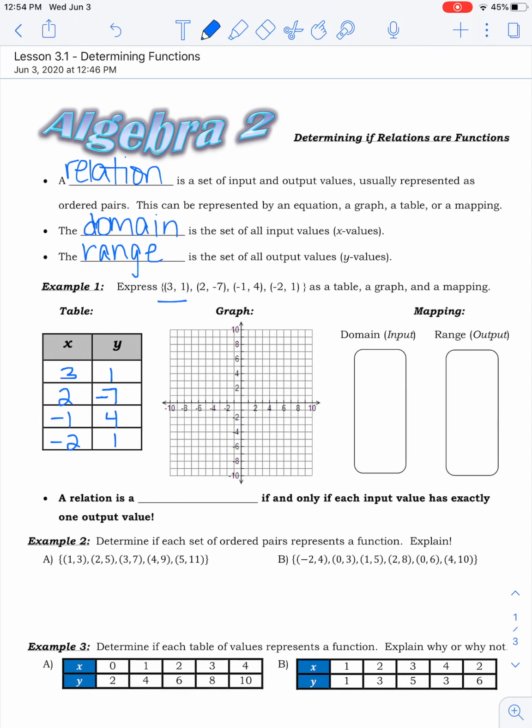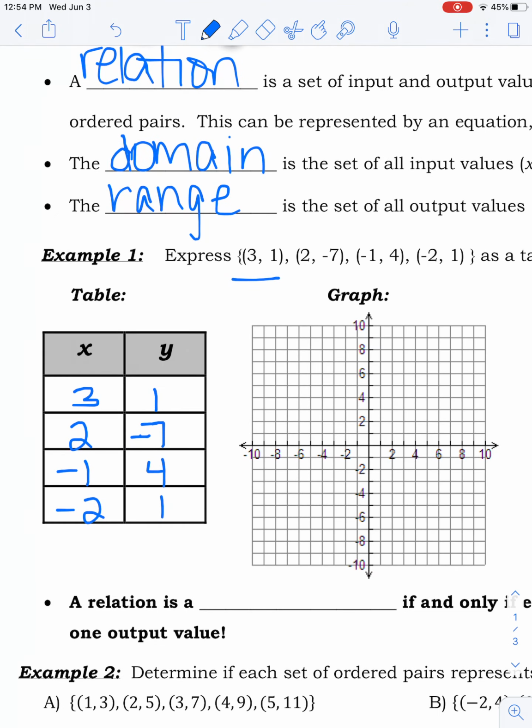All right, for the graph, we would graph these four ordered pairs. So for 3, 1, I move right 3 up 1, and there's that first point. 2, negative 7, I go to the right 2 and down 7 from the origin. Negative 1, 4, I go left 1, up 4. And then negative 2, 1, I go left 2, up 1. So we have 2 points in the same quadrant. Just a reminder, the quadrants begin with quadrant 1 on the top right, and then quadrant 2, quadrant 3, quadrant 4. It kind of makes the letter C if you go from the first to the last quadrant.